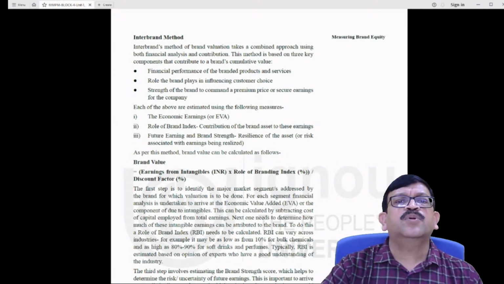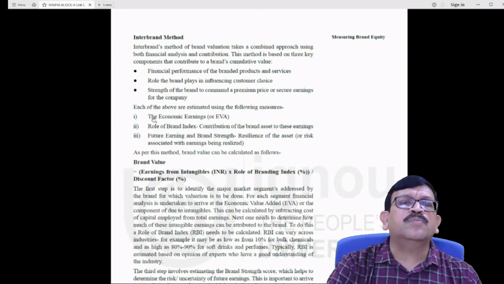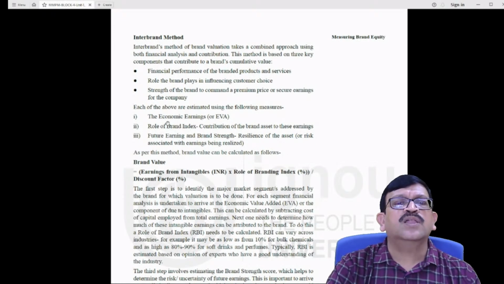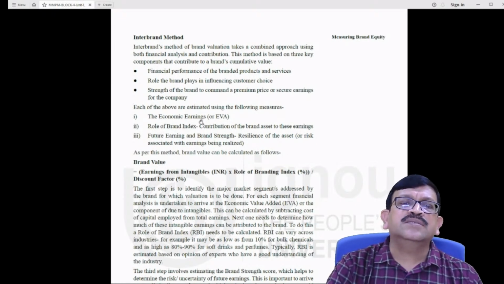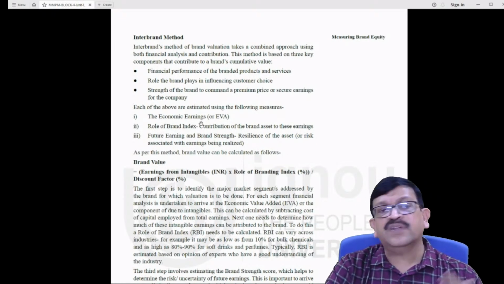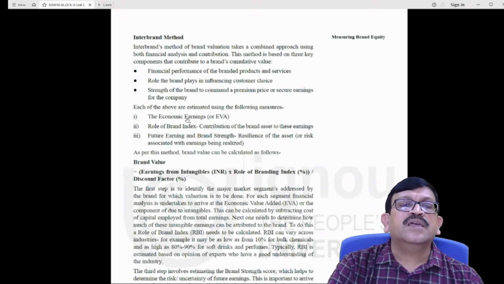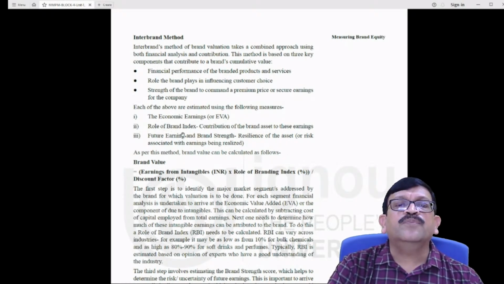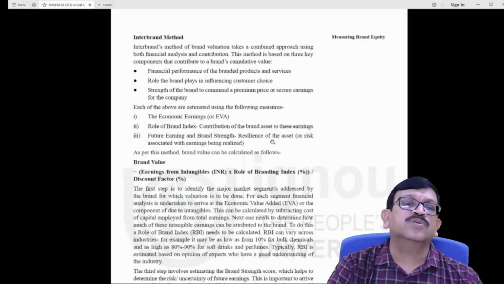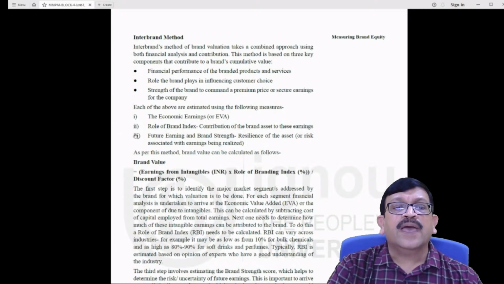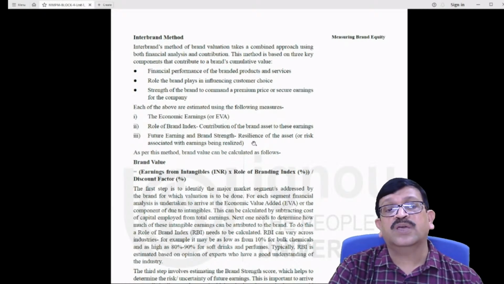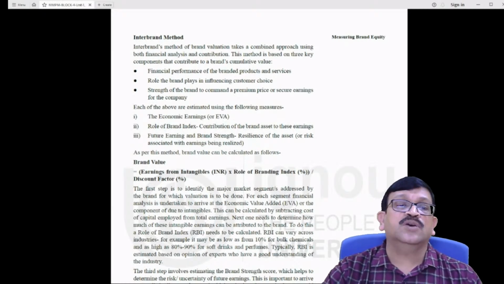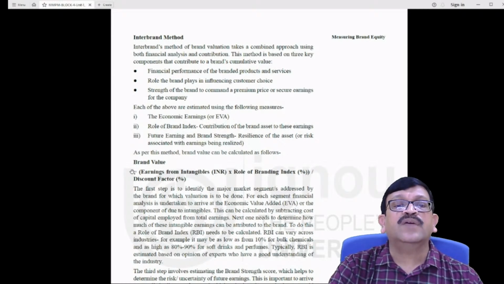So if you can see here broadly, it can be looked upon from three parameters. One is called the economic earnings, right? Obviously the financial aspect of this. Secondly, we look into the role of brand index, which is basically the contribution of how it contributes towards the earnings. And of course, we are looking into the parameter of future brand strength, the brand strength factor, which I was talking about, that how strong is your brand. So it talks about how brand value can be created.